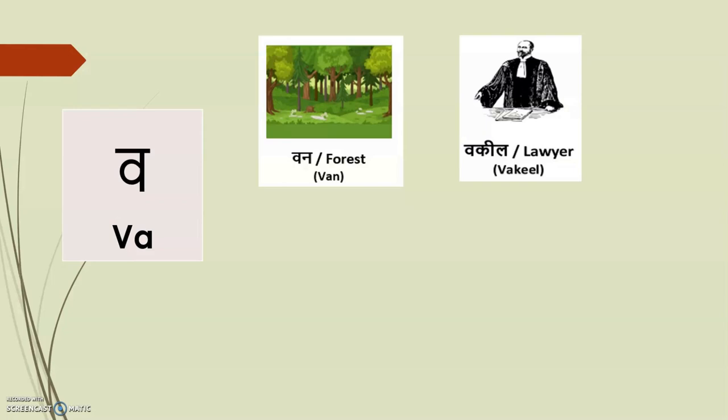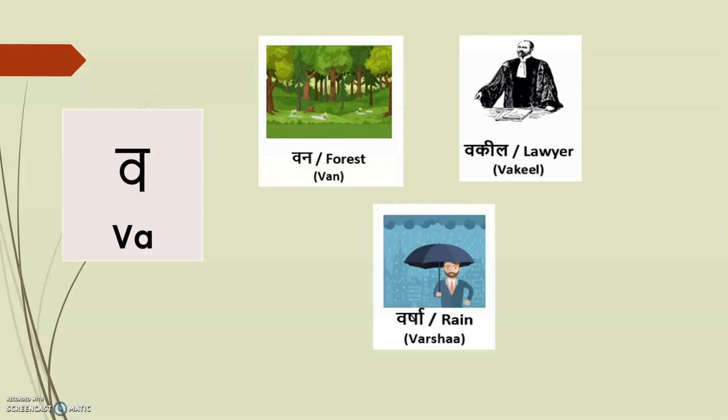In the next picture, we can see a lawyer. Lawyer in Hindi is called Vakil. It is called Vakil. So let's repeat. Lawyer in Hindi is called Vakil. If we go to the third picture, we can see rain. Rain in Hindi is called Varsha. It is called Varsha.